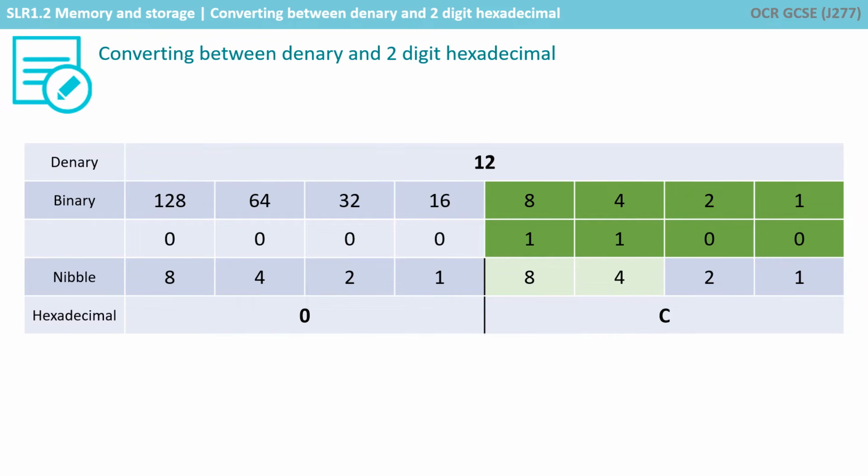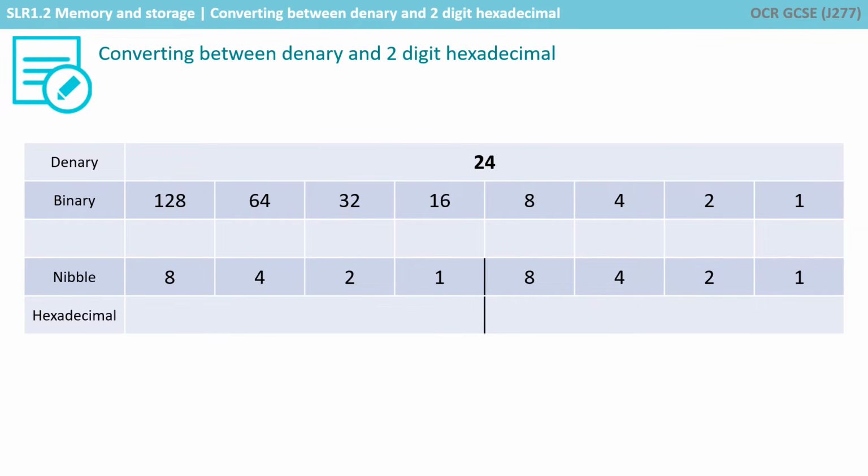And now we group the next nibble or group of 4. We have a 1 in the 8 column and a 1 in the 4 column. So that's 8, 9, 10, 11, 12. And remember that 12 in hex is C. So the denary number 12 in hex is 0C, or more simply put, just C.